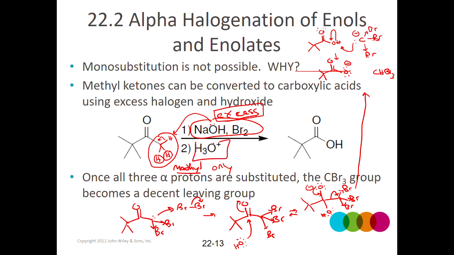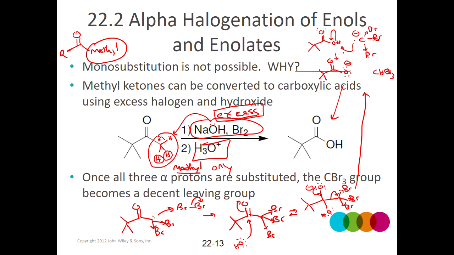And then the purpose of the H3O plus is just to protonate that and convert it into a carboxylic acid. So this is another way to make a carboxylic acid. This decreases the number of carbons. It only works if my carbonyl has a methyl on one side. If it has 2 different R groups, I won't be able to make a carboxylic acid with this reaction. It has to be a methyl group specifically because a methyl group has 3 protons, and if all 3 are replaced with bromines, that makes a good enough leaving group that when the hydroxide attacks, it can leave.